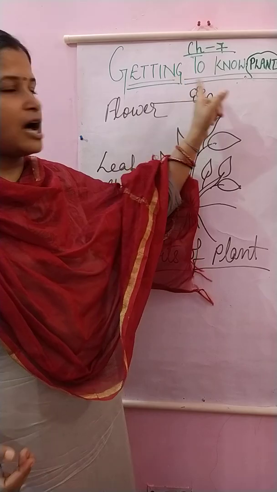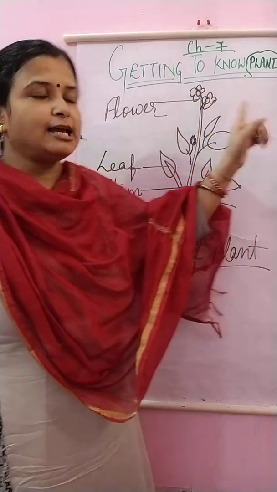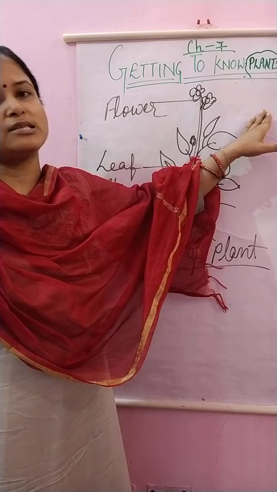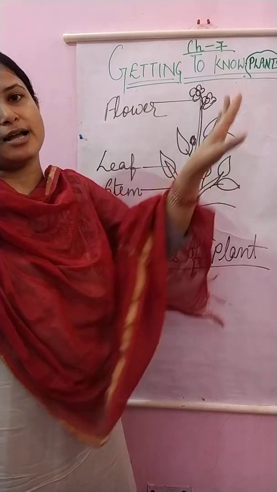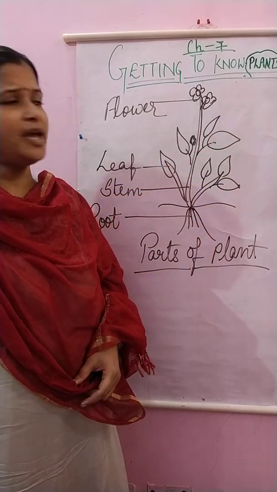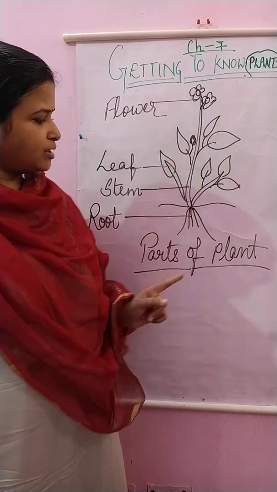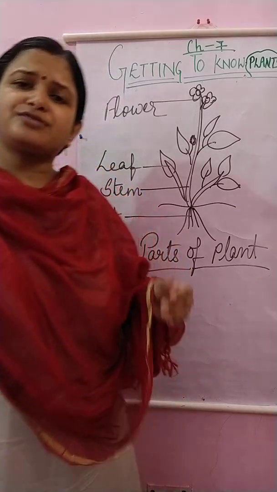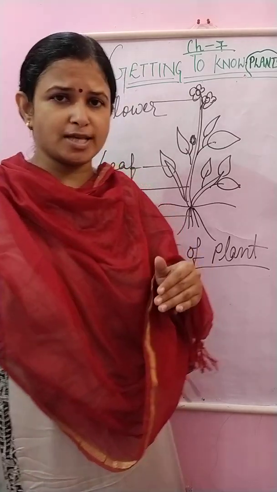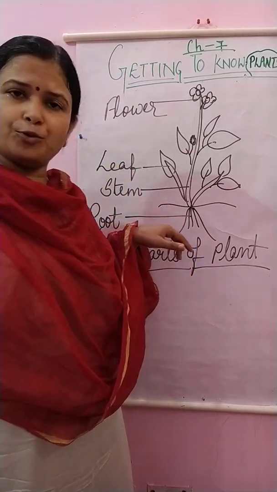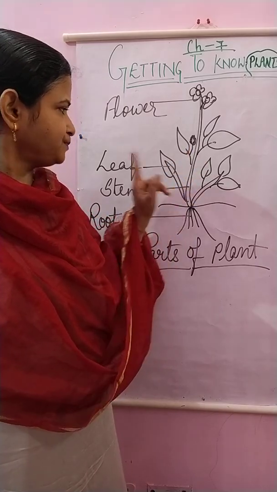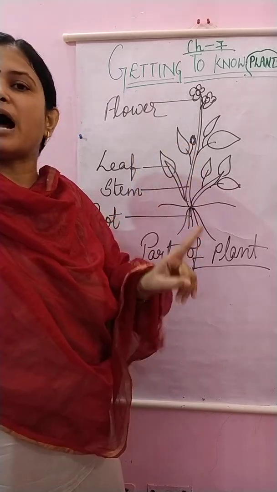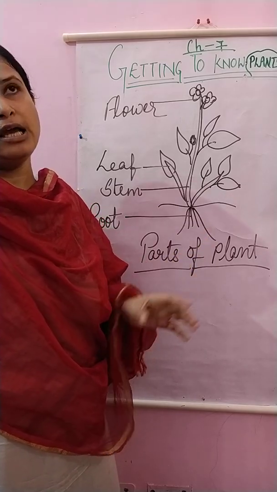Today we are going to start a new chapter of science, that is getting to know plants. This is chapter number 7 of your NCERT book. Okay. Here I have drawn one diagram to show you the parts of a plant, which you have studied in your junior classes also, isn't it? These are the parts. You know, the root, stem, leaf, flower. These are the parts of a plant.